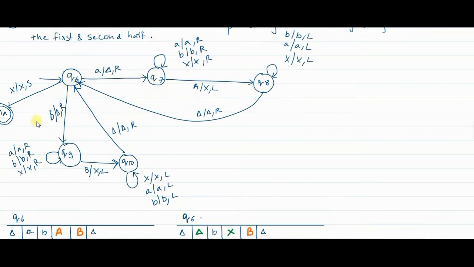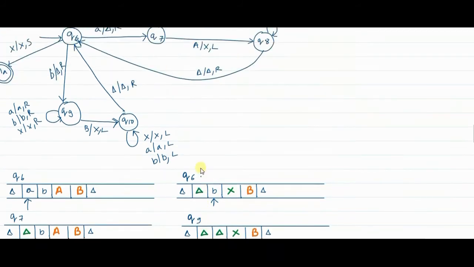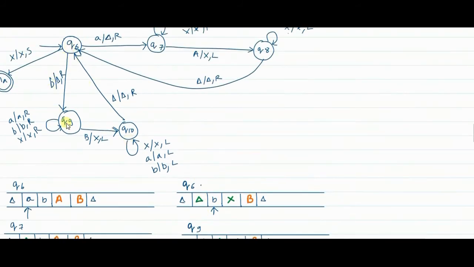In Q6 state, if B is encountered, we replace B with delta and the pointer moves one place to the right. So the pointer is now pointing to X. We are in Q9 state. So from Q6 we go to Q9 state.